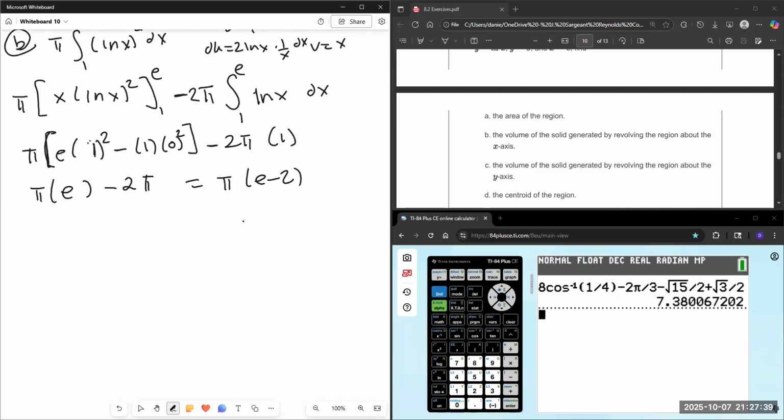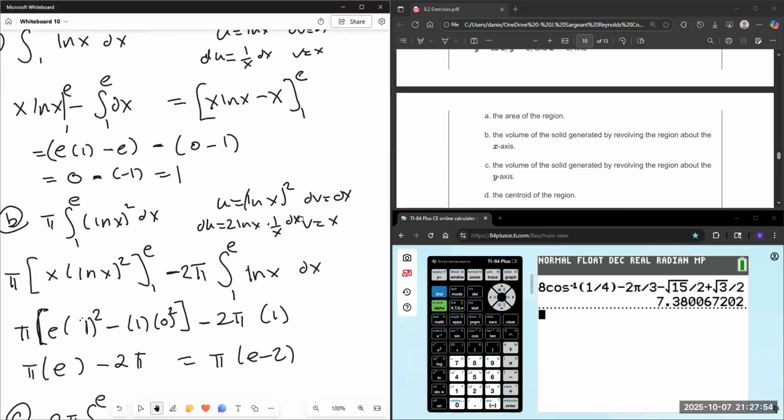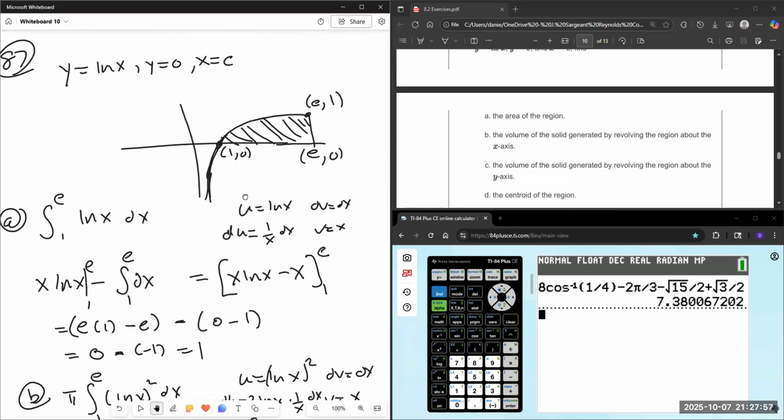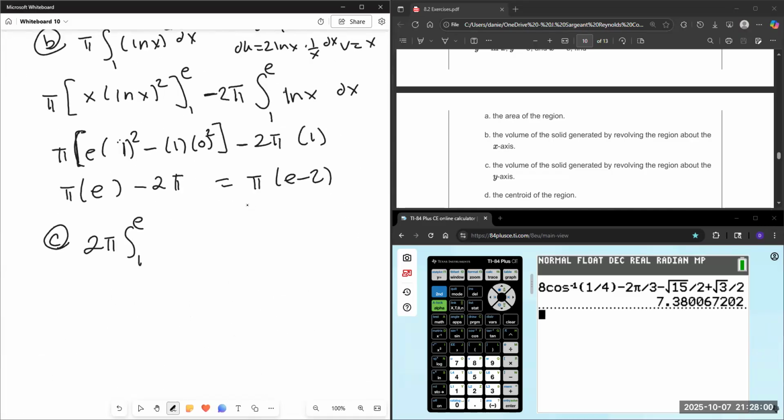Part B. So look at C. C says the volume by revolving around the y-axis. So this will be shell method. 2 pi, the integral from 1 to e of, and then the distance to my rectangle will be x, and my height will be ln of x. So x ln of x dx, and u will be ln of x, and dv will be x dx. Du will be 1 over x dx. V will be 1/2 x squared.